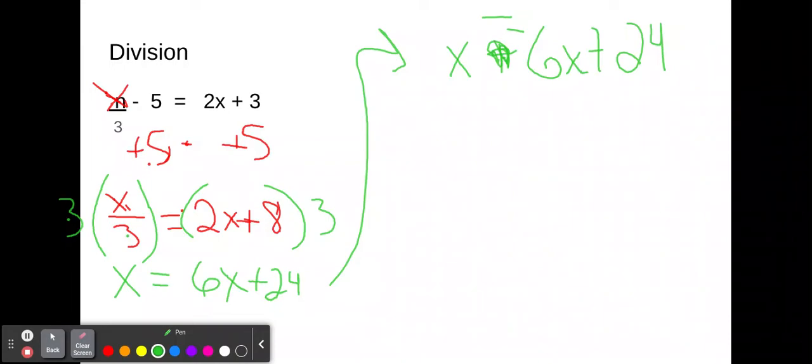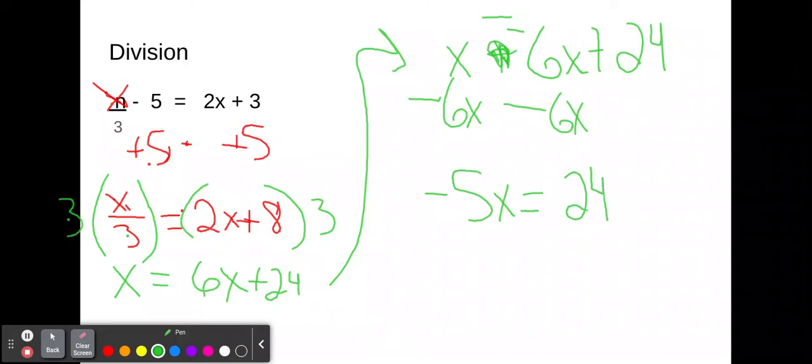So now we have x's on both sides. Typically, I want the x to end up being positive, but I want to get them together, so I'm going to add the negative 6x to both sides because I want to move it away from the 24. I want to get the x on one side and 24 on the other side. So that gives us a negative 5x equals 24. This one, again, isn't going to come out to be a nice whole number, but that'll be okay.